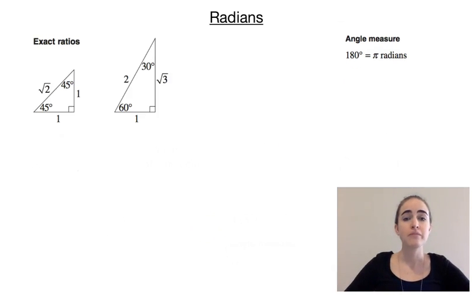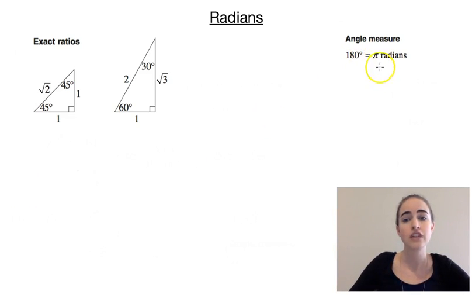Now, one thing we looked at back when we were looking at trigonometry with degrees was our exact ratios. So we had these two special triangles, which were on your formula sheet, and we had our special angles results for 45 degrees, 30 degrees, and 60 degrees. Now we need to talk about those same exact ratios but in radians now.